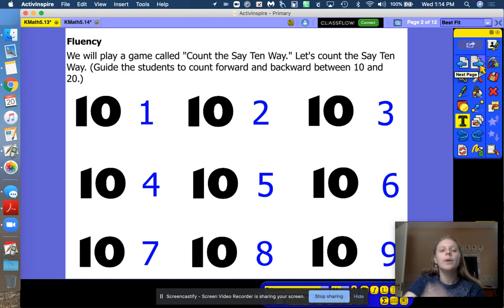All right. We will play a game called Count the Say 10 Way. Remember how we say it. 10 1, 11. 10 2, 12. 10 3, 13. 10 4, 14. 10 5, 15. 10 6, 16. 10 7, 17. 10 8, 18. 10 9, 19. Well done.